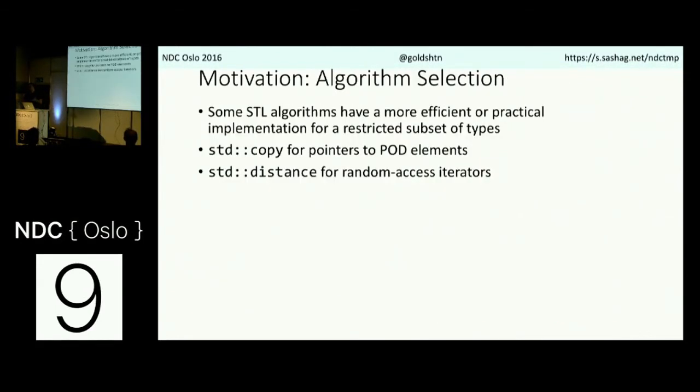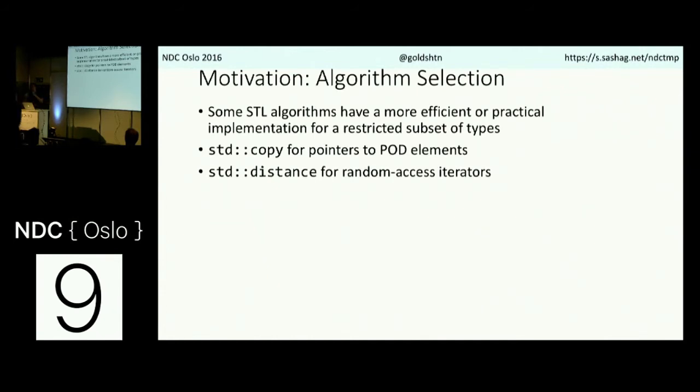So the other example I've mentioned is algorithm selection, where you have multiple versions of an algorithm that can be more performant, more efficient for certain types. Here's a couple of classic examples from the STL, which a lot of STL implementations actually use. So std::copy can be specialized if the thing we are copying is a plain old data type, doesn't have any sophisticated assignment behavior, and you're copying from pointer ranges, not iterators.